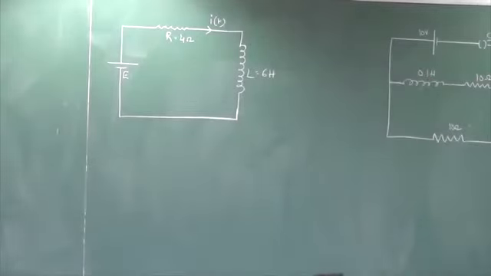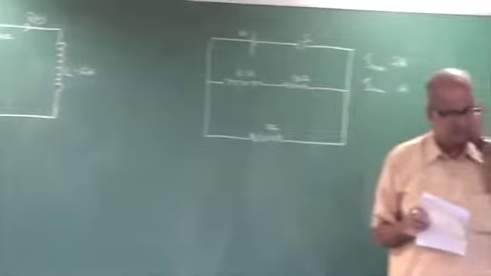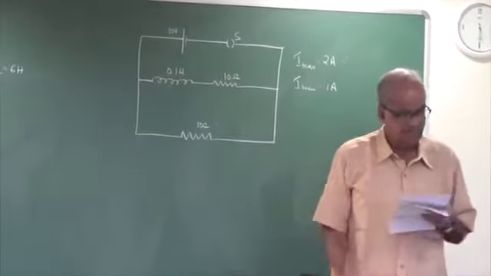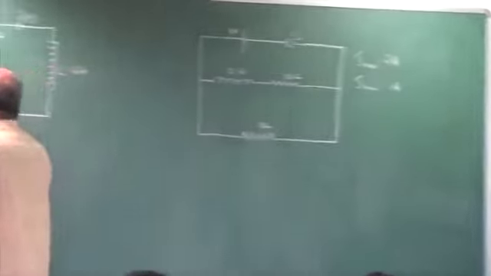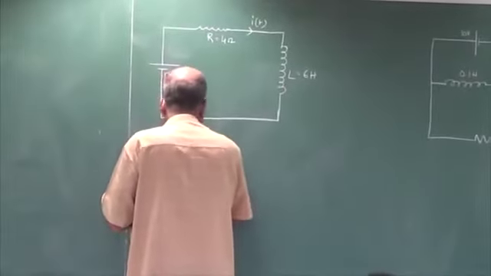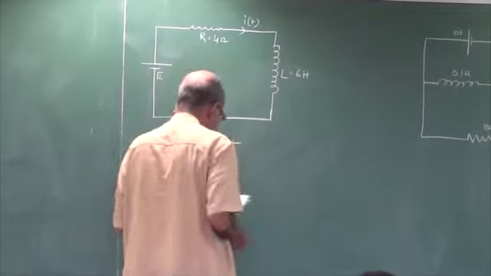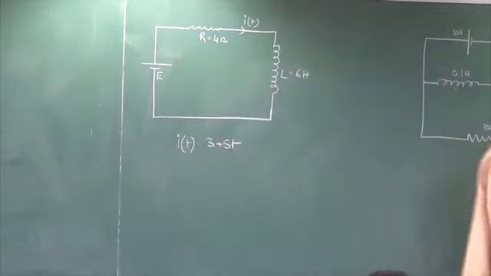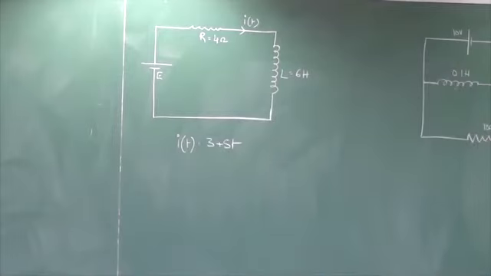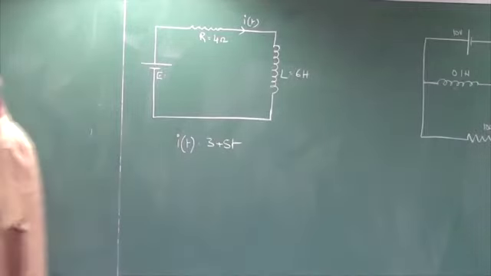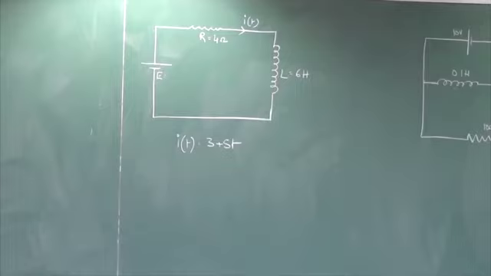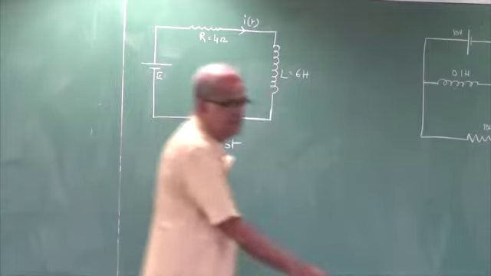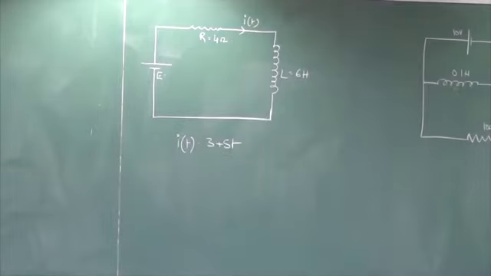Now suppose the EMF of the battery in the circuit varies with time such that the current is given by I as a function of time is 3 plus 5t, where of course the current is in amp and t is in seconds. Find the EMF for the battery as a function of time. EMF is varying with time. Your problem is to find how it varies with time, because you know current as a function of time.